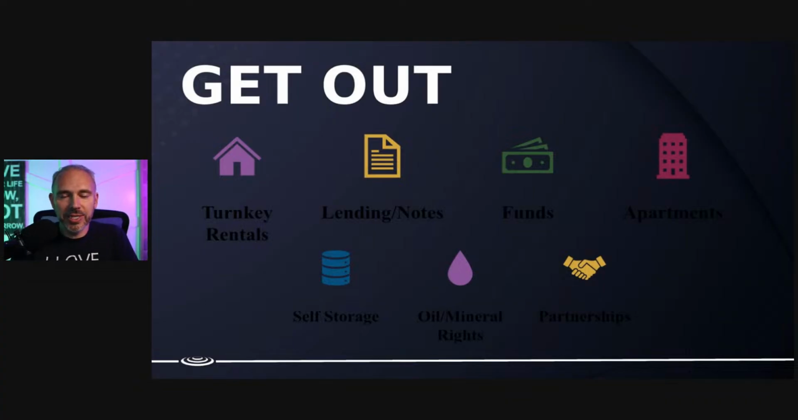There's apartment buildings. That's the one on the far right you can't really read. Apartment buildings, right? Obviously it's probably really tough for you to put enough money down to own an apartment building by yourself. But what if you pool your money with other investors?